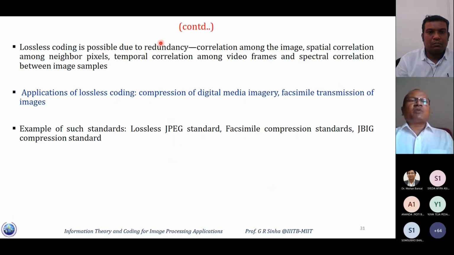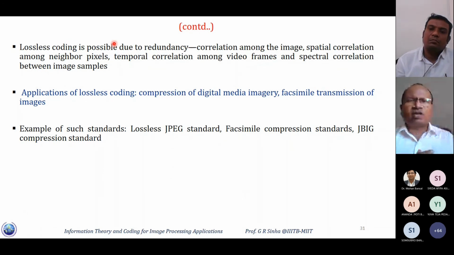Lossless coding is possible. Why can lossless coding be done? As I told you, until there is a redundancy, some similarity that you can remove or ignore, you cannot compress. You cannot apply your lossless coding technique.